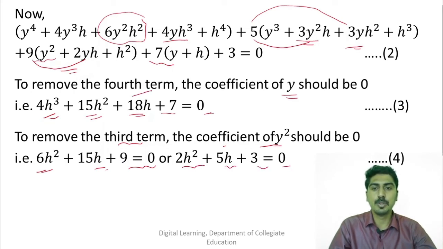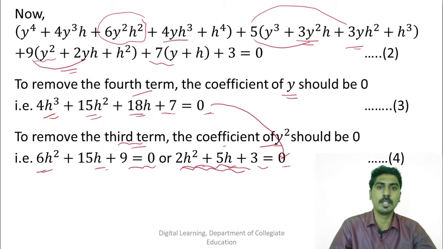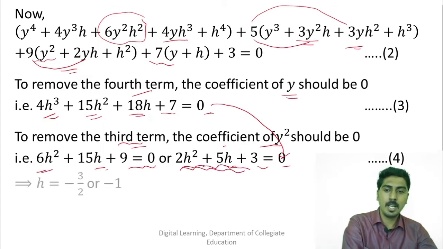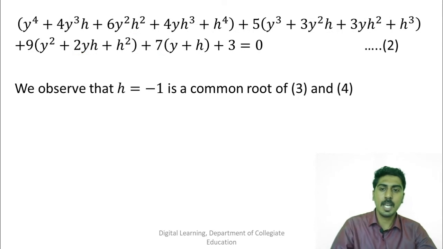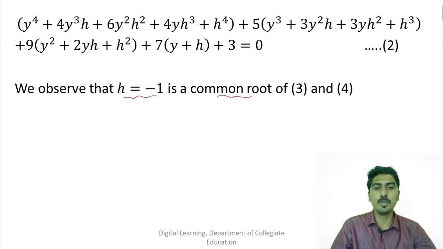To remove the fourth term and the third term simultaneously, we have to find a common root for equation 3 and equation 4. This equation looks simple. Let us solve this equation by the quadratic formula. I get h equal to minus 3 by 2 and minus 1. When I substitute these two values in this equation, I observe that h equal to minus 1 is a common root for 3 and 4.